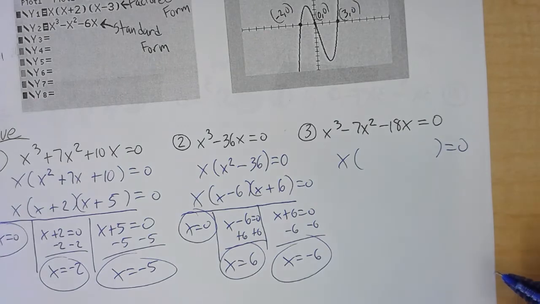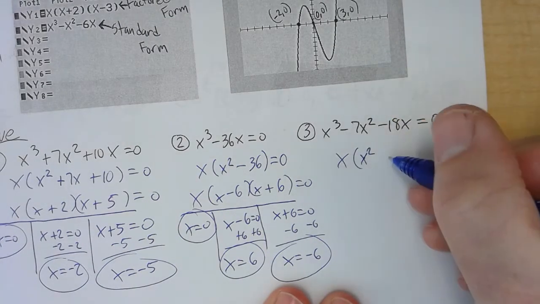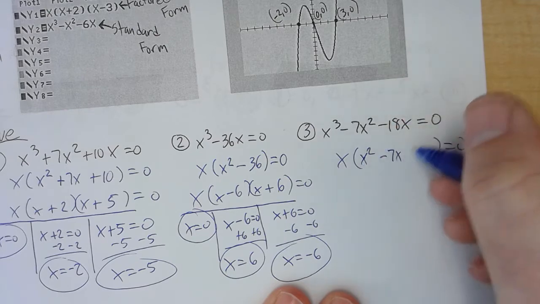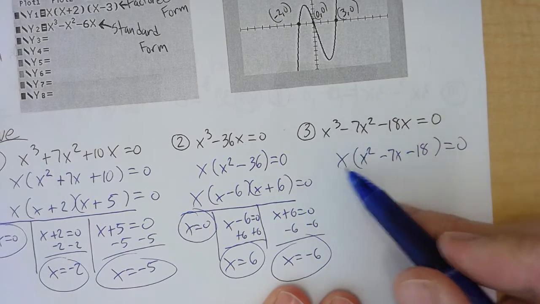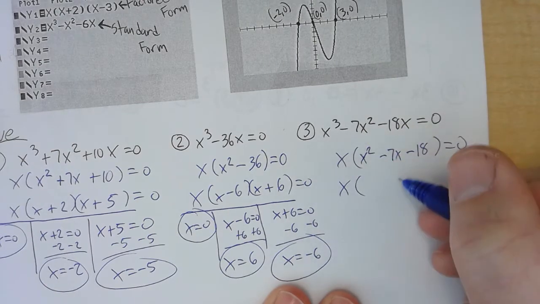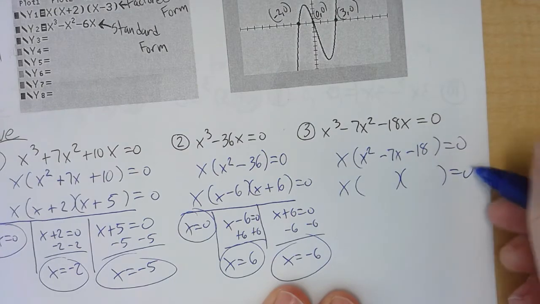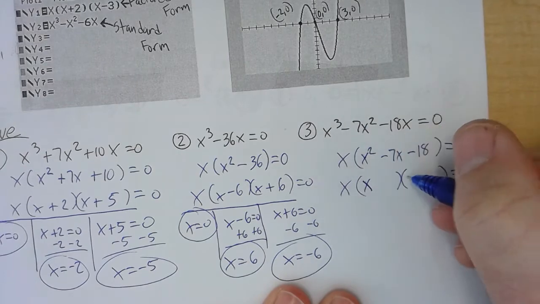Okay, so pause the video, take out the common factor, go. All right, x squared, did you write x squared? 7x and 18. So this times this makes this, times this makes this, times this makes that. Drops the x down, then we factor it again. So you factor it. Go.